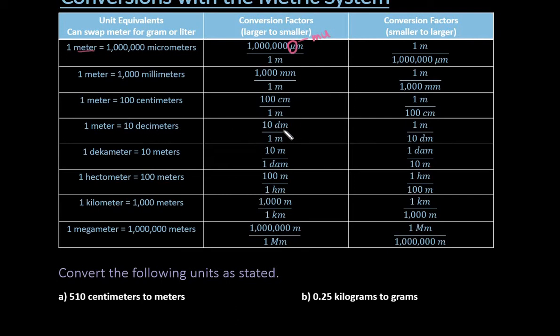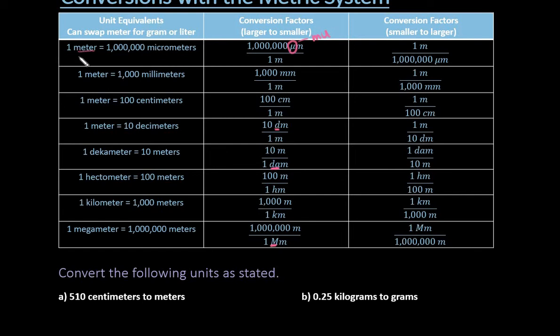For decimeter, we always use D, and for deca, we use DA. Okay, so those are the ones that I wanted to point out. Megameter, we use a capital M. And I didn't want to take the time to retype this out for grams or liters.